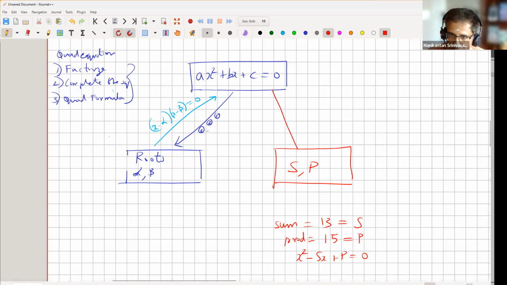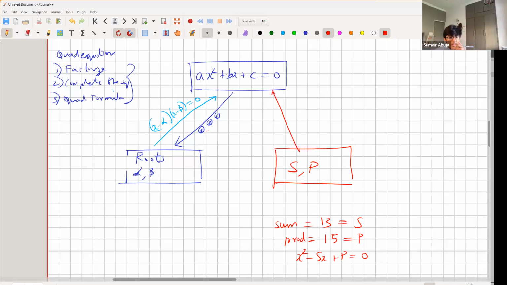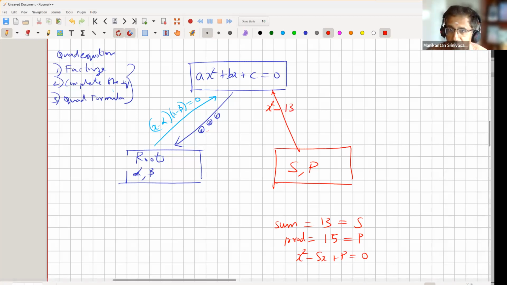So if I know the sum and, oh, product, so I thought you wanted us to find the roots. Yeah, that's precisely my point. You don't need to find the roots if your goal is just to find the equation. Okay, which is why I intelligently gave numbers like 13 and 15.